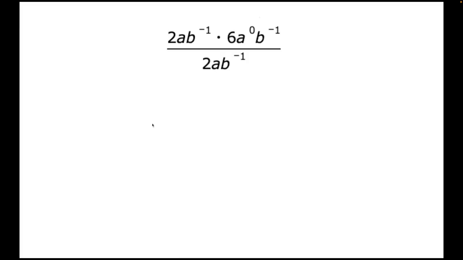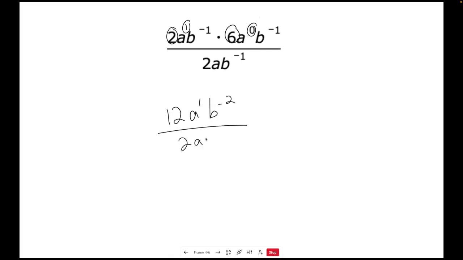And now, in this last type of problem, we put it all together. So for these problems, you want to multiply first and then do the division. So 2 times 6 is 12. Now we look at the a's. A to the first, a to the 0 gives me a to the first. And then for the b's, we have negative 1 plus negative 1, which is b to the negative 2, divided by, and remember, we didn't do anything with the denominator, so leave it the same. We're going to worry about the negative exponents at the very end. Don't try and switch it here.